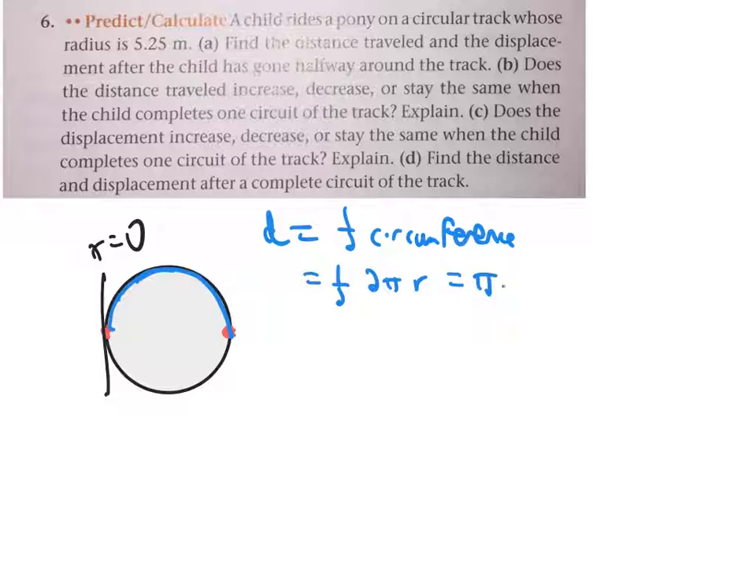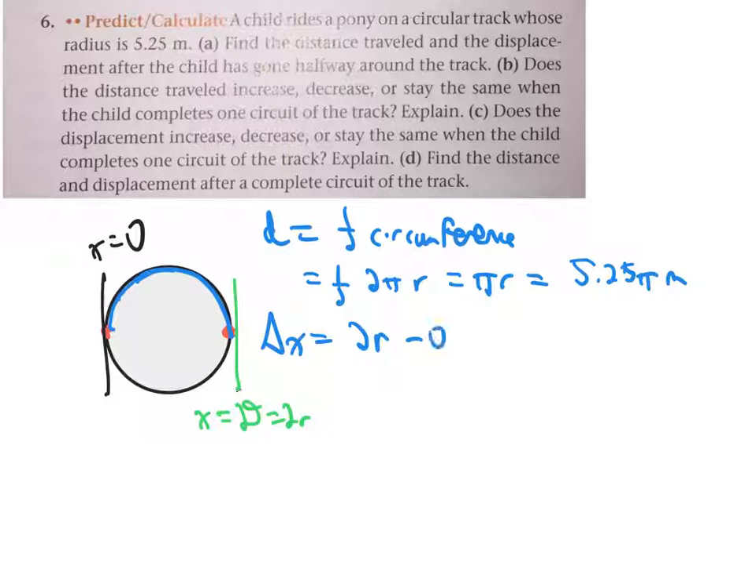So the distance traveled would be 5.25 pi meters. The displacement is the difference between the starting and ending location, and this place must be twice the radius. Must be the diameter of the circle. So delta x is then 2r minus 0, or 10.5 meters.